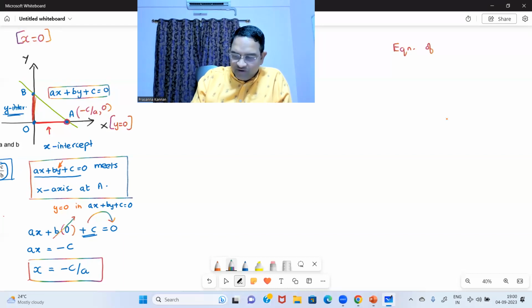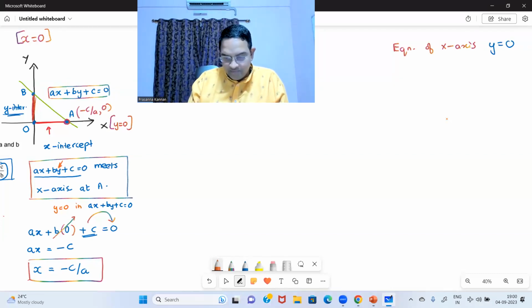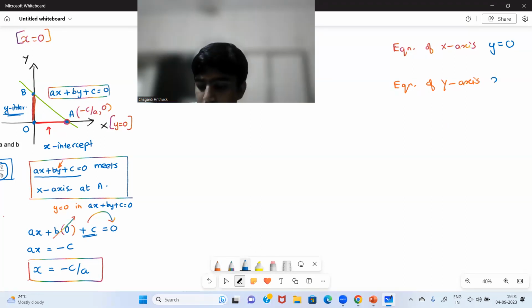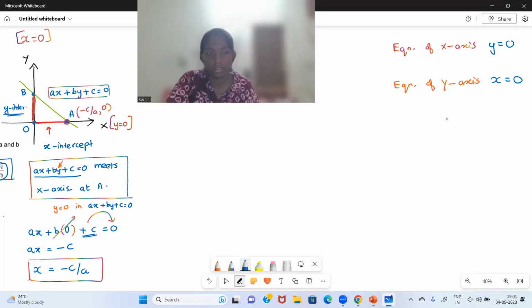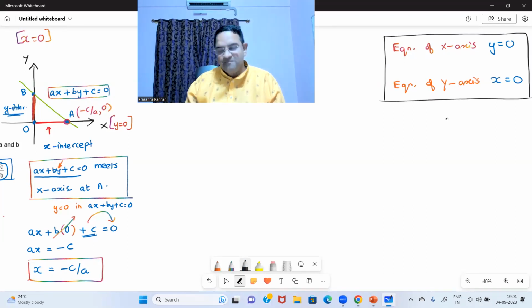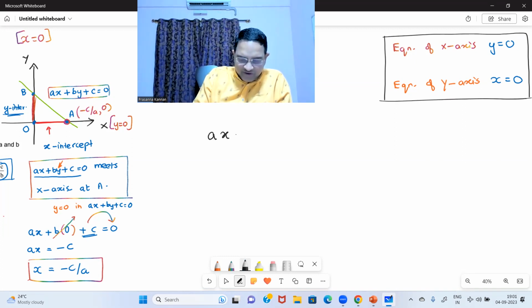What is the equation representing the x-axis? Y equal to 0. What is the equation which represents the y-axis? X is equal to 0. If I say x equal to 0, I mean the y-axis. If I say y is equal to 0, I'm talking about the x-axis. Is that clear? Okay. Now, so I have this equation here, ax plus by plus c equal to 0.